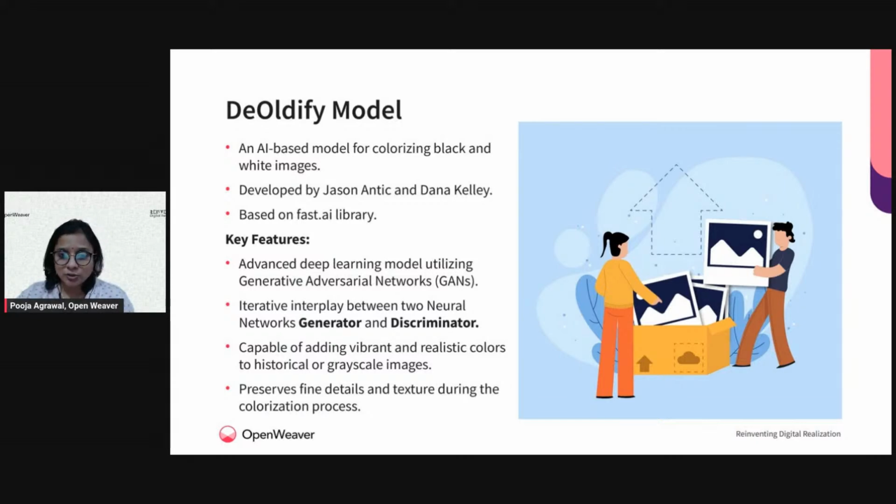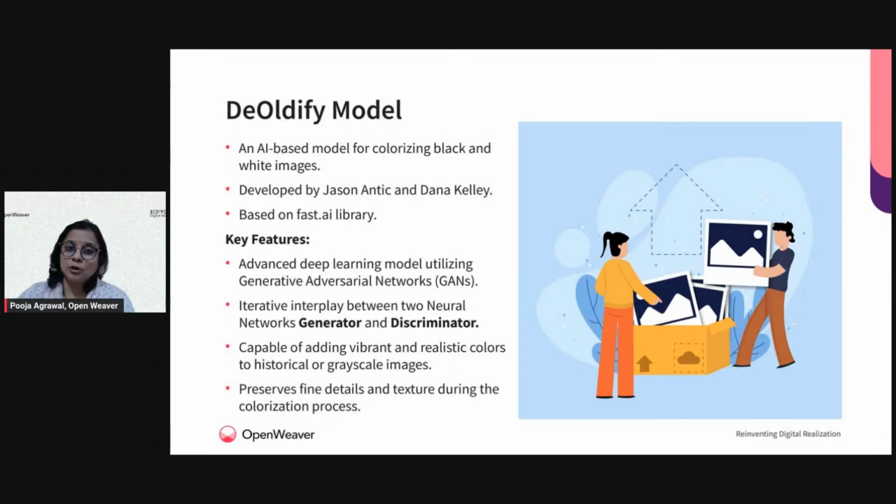So that is the model that they work on. The generator tries to apply a color as it recognizes the object. The discriminator tries to criticize the color choice, and hence they try to get to an optimum methodology that could help in getting as good a color as possible. So this is based on the fast AI library.